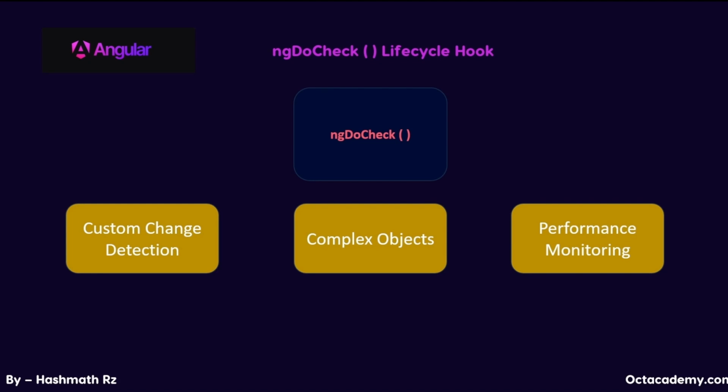Here's why. It offers a custom change detection approach, so it allows you to implement your own custom change detection. Next, it's useful when Angular's default change detection might miss changes in complex objects or arrays. Next, you can use it to track how often change detections run. But guys, remember, with great power comes great responsibility. The ngDoCheck lifecycle hook can be called very frequently, so we need to be careful not to put heavy operations in here.